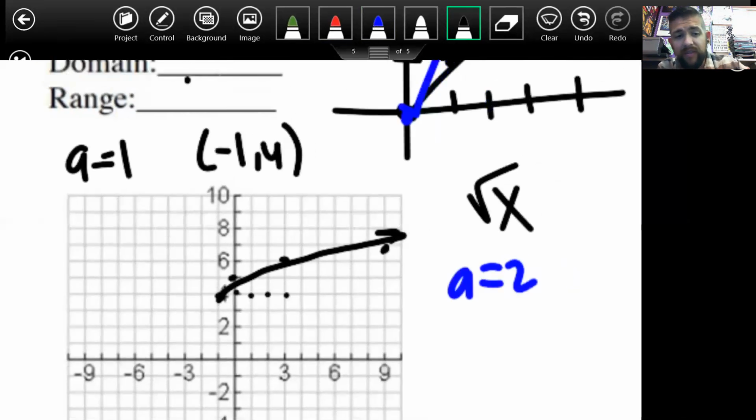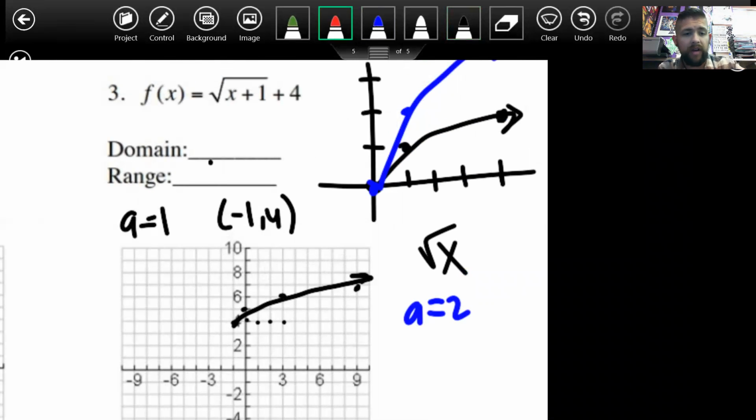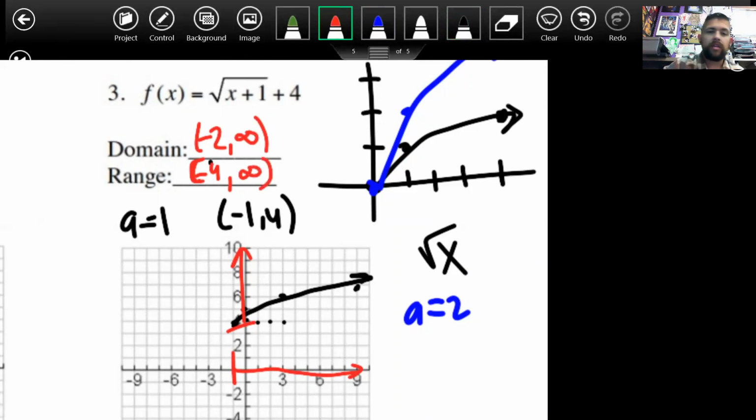So the range is actually different, right? Our domain goes from -2 to infinity. And then we're also restricted on our range, in which it starts at -4 and goes upward. So -4 bracket, which is inclusive, to infinity. Sorry, not 10, infinity. So these are the ways you want to graph them.